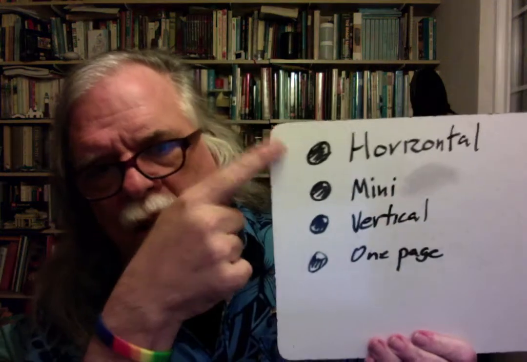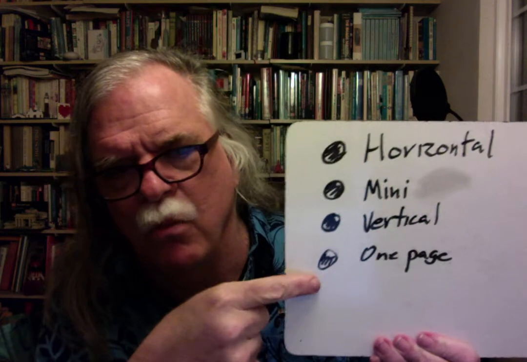Where is my pen? One page book. Sometimes you call it a one-pager. Okay. Horizontal, mini, vertical, one-pager.